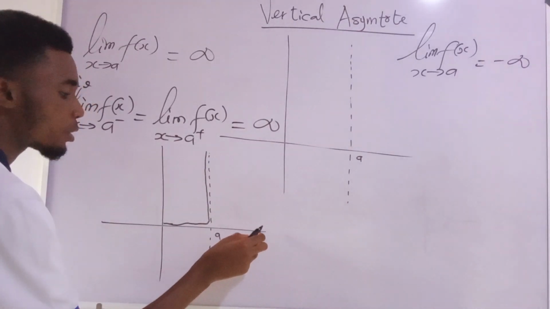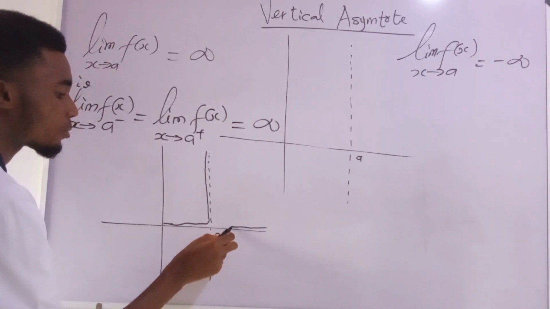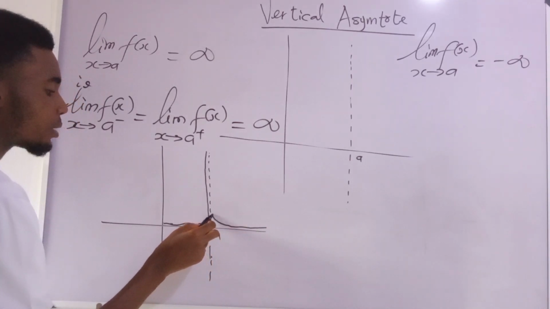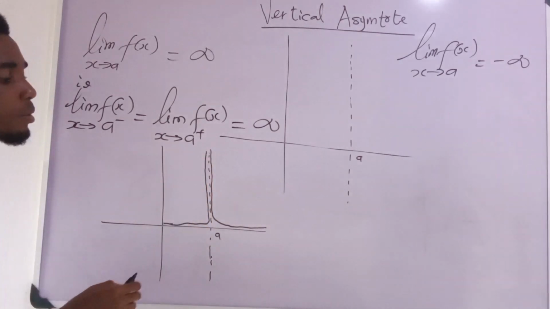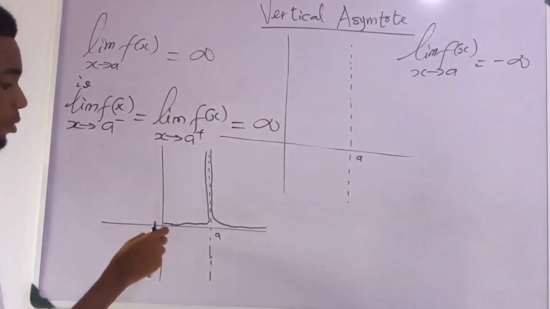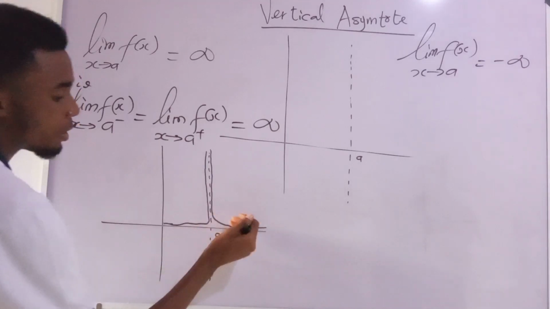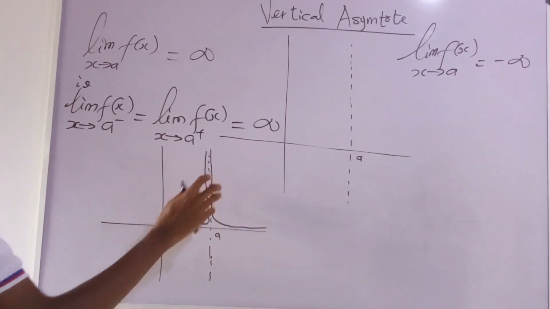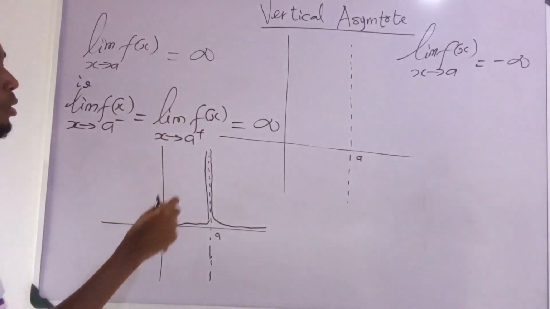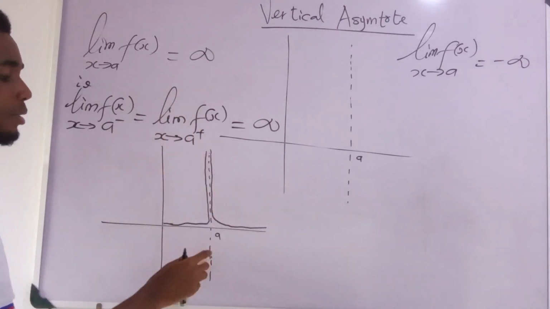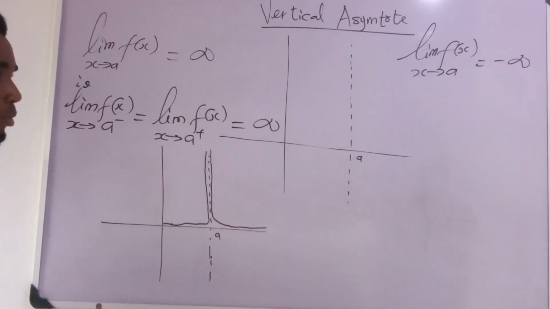And also, if the function is coming from the right, as it gets closer to the line, it moves this way and it goes up to positive infinity. So that means that both the left-hand limit and the right-hand limit of this function at this point a are heading to infinity. So in this case, we can claim that a is a vertical asymptote.